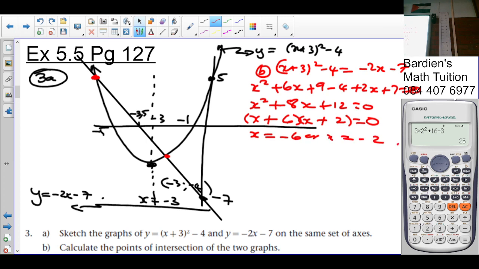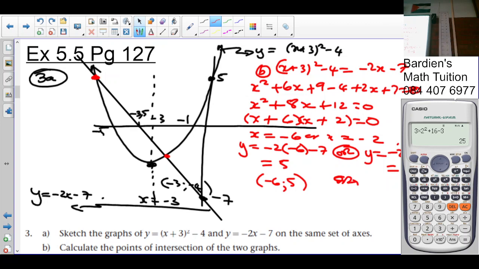But I haven't answered the question. No, we need the corresponding y value. So what I do is I substitute into the equation of the straight line. It's easier, but if you go with the parabola, it's no problem. It should give you the same answer in either case. For x equals negative 6, it's 12 minus 7, which is 5. For x equals negative 2, y is negative 2 times negative 2 minus 7, which is negative 3. So the coordinates are negative 6 and 5, or the other one is negative 2 and negative 3.